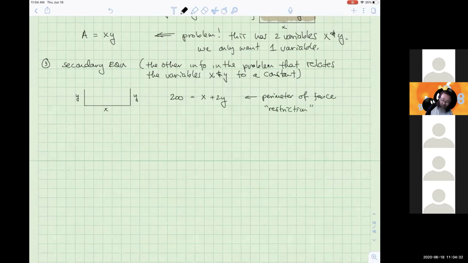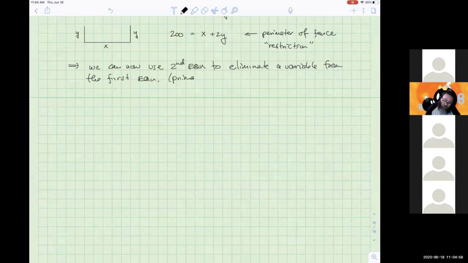Now, that is going to help because we can now use our second equation to eliminate a variable from the first equation, the primary equation. That is to say, so step 3, rewrite your primary equation as a function of one variable. And I don't care if it's X or Y, but you got to pick one.